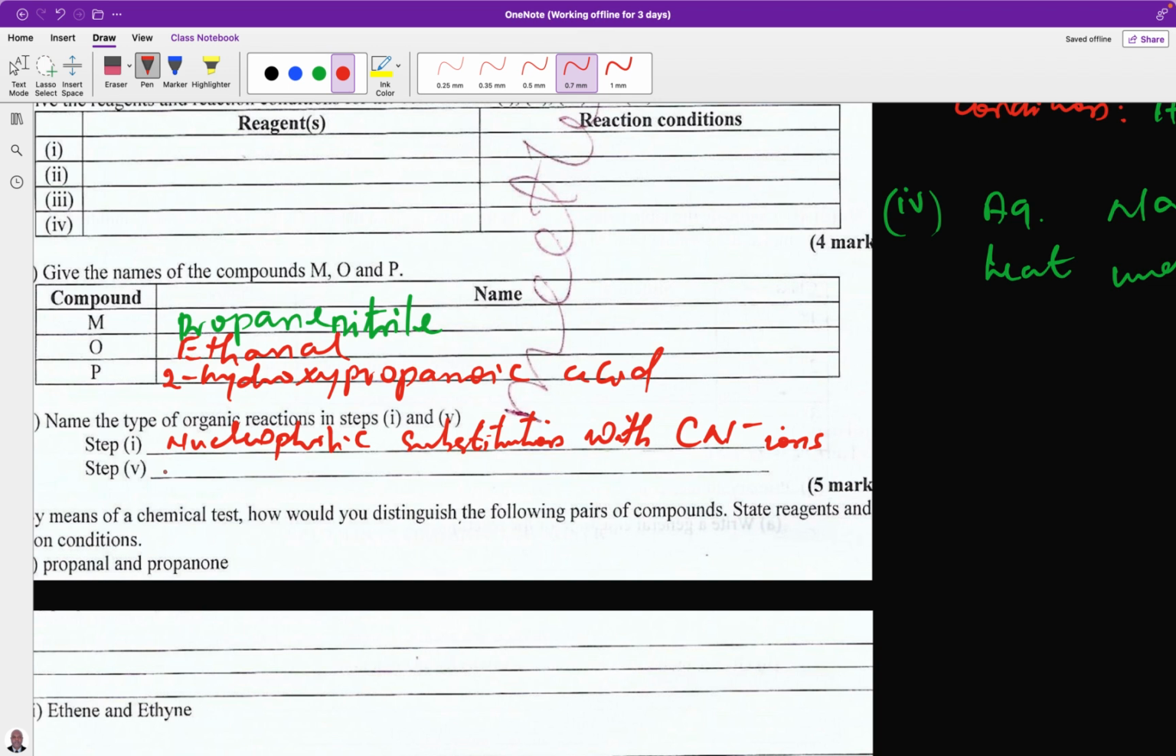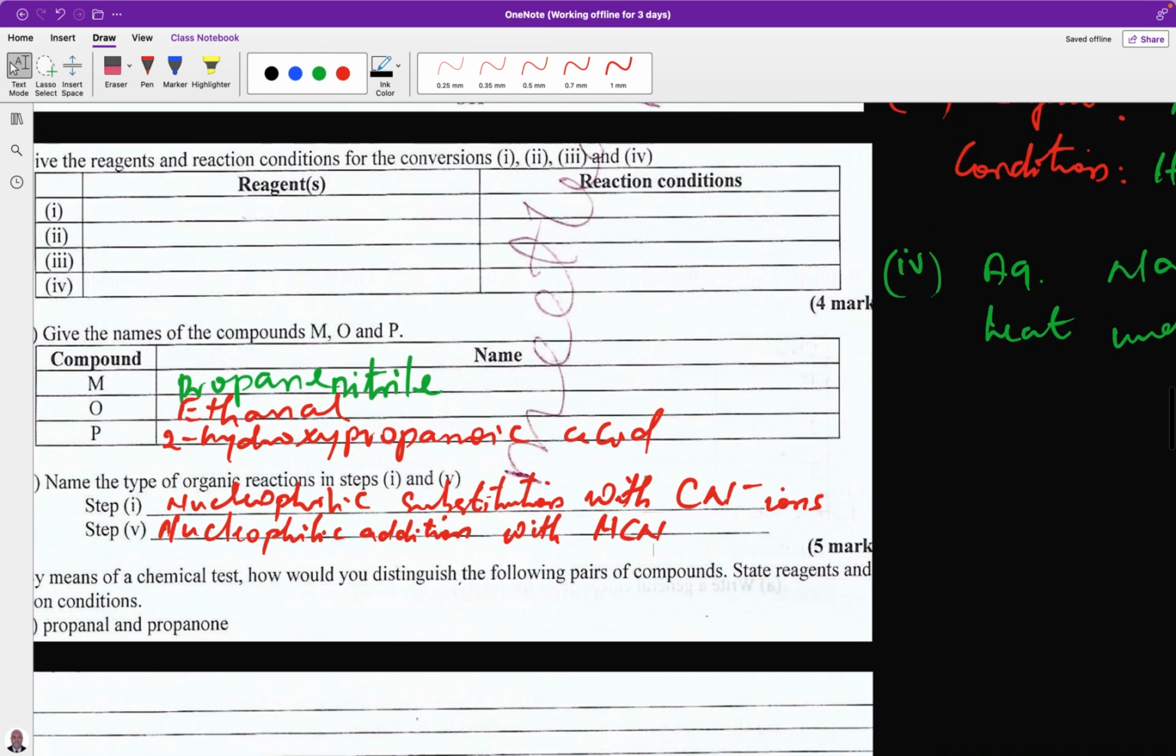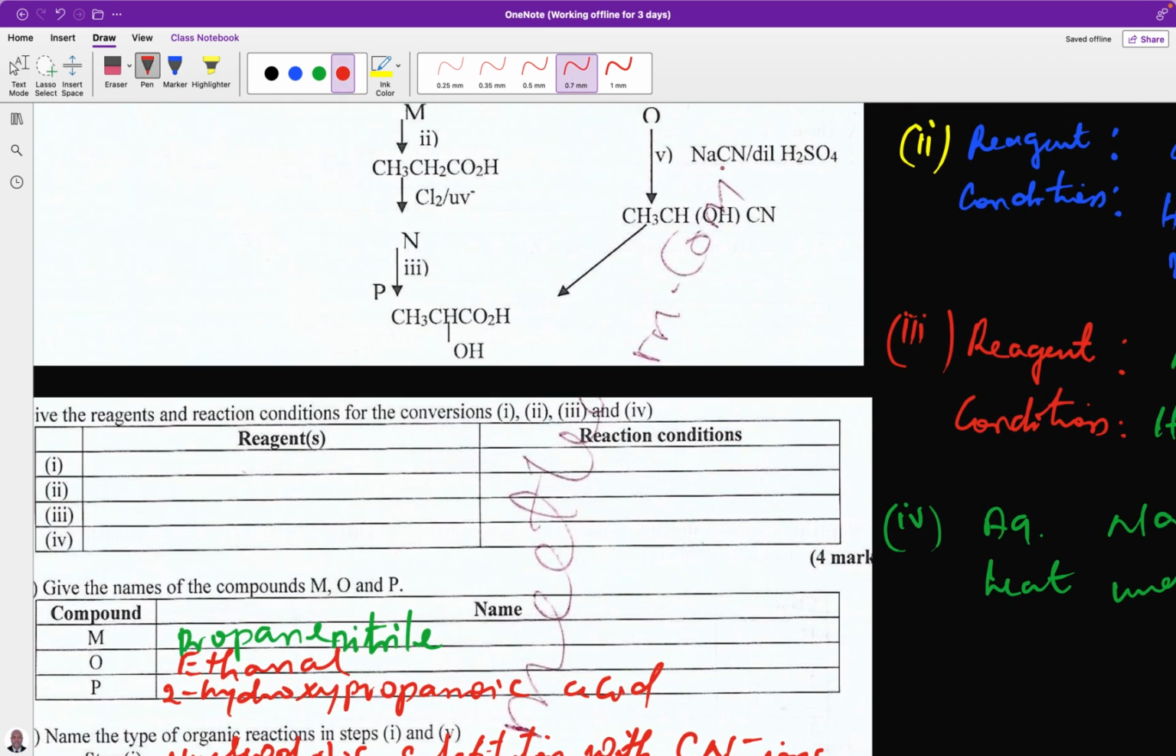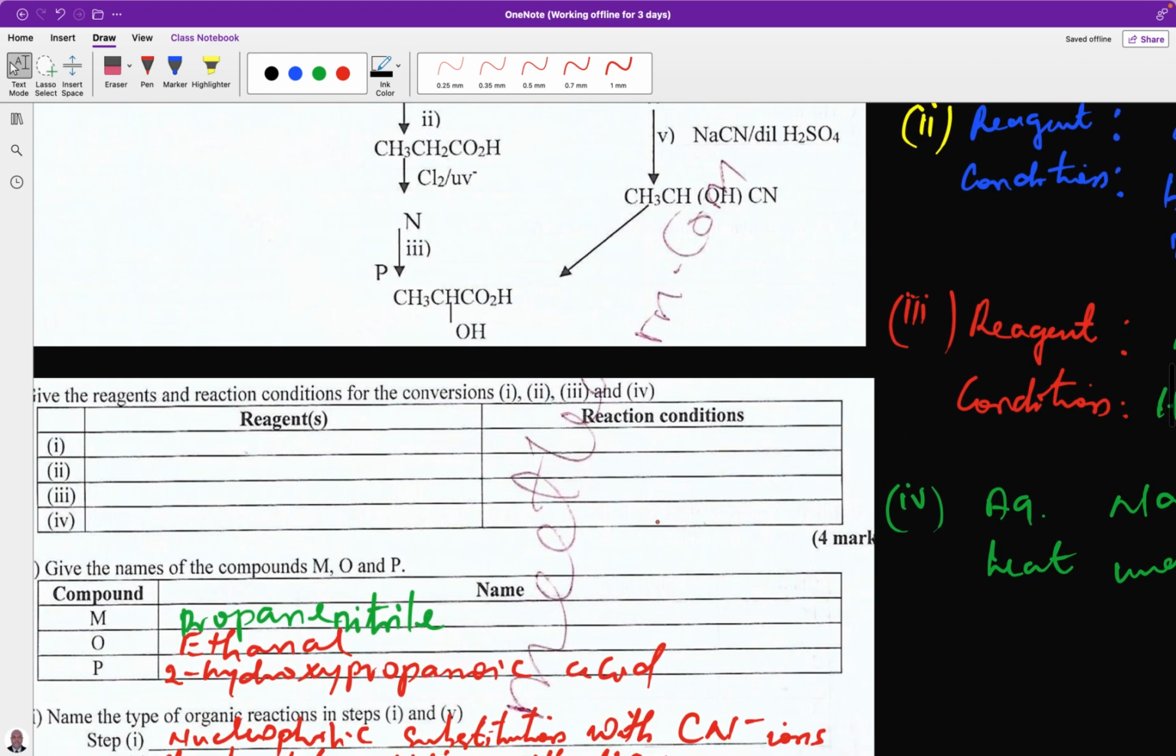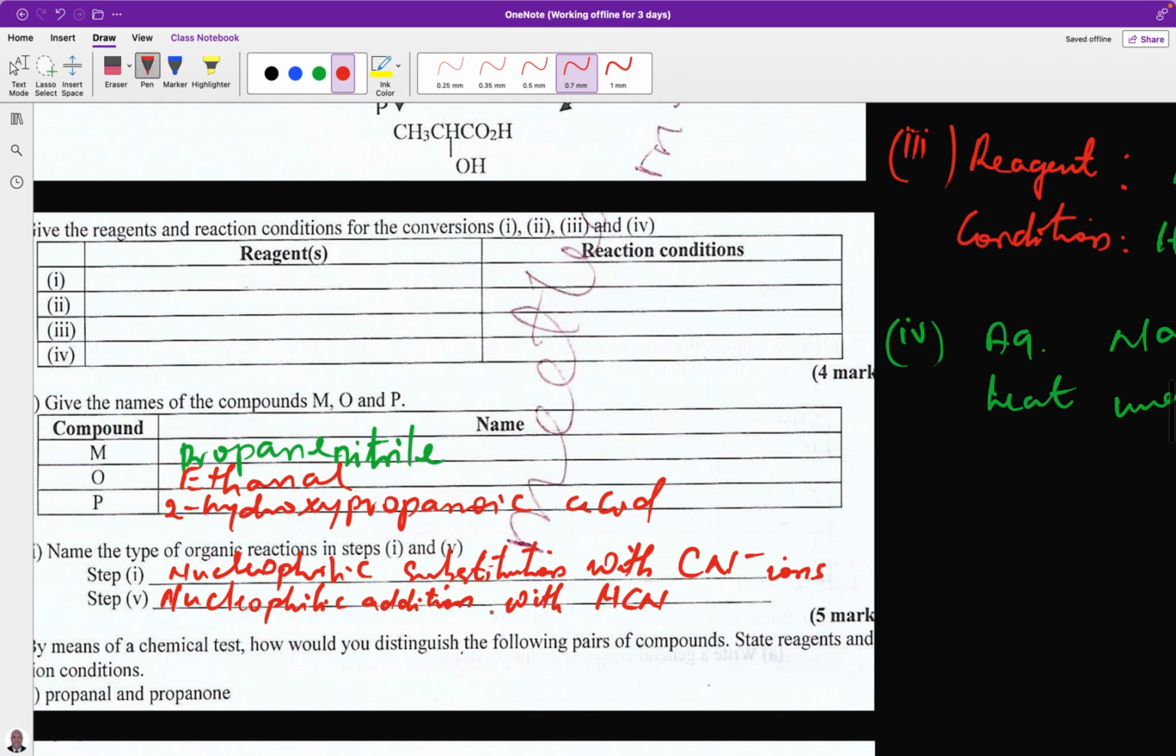Nucleophilic addition with hydrogen cyanide. Remember, hydrogen cyanide is produced when sodium cyanide and dilute sulfuric acid react. A proton from sulfuric acid will add to the cyanide to form hydrogen cyanide. We cannot use sodium cyanide directly because it is toxic. So we call it nucleophilic addition with hydrogen cyanide.